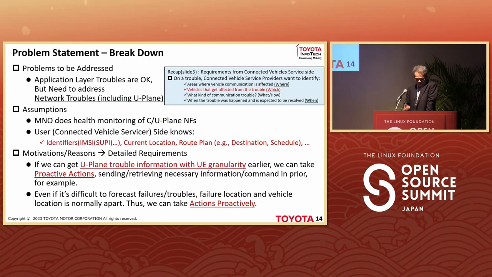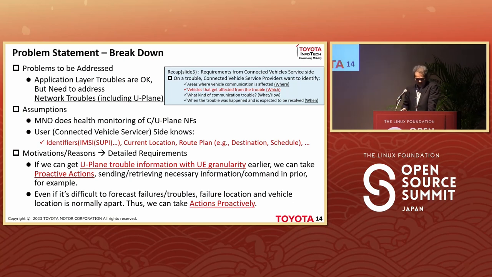And here, a bit of a drill down on the motivation and the reason why we want to do that. If we can get U-plane travel information with UE granularity, I mean the smartphone or data communication module granularity, earlier, okay, here is the point: earlier, we can take proactive actions. For example, sending necessary information or commands to the vehicle in advance.